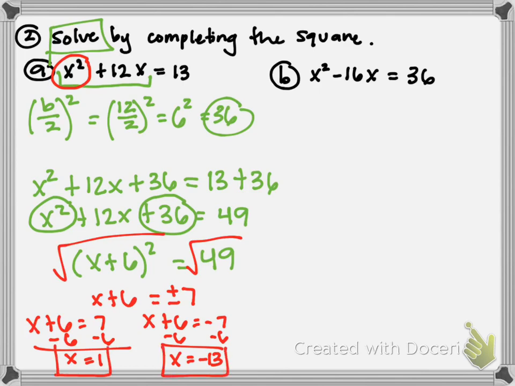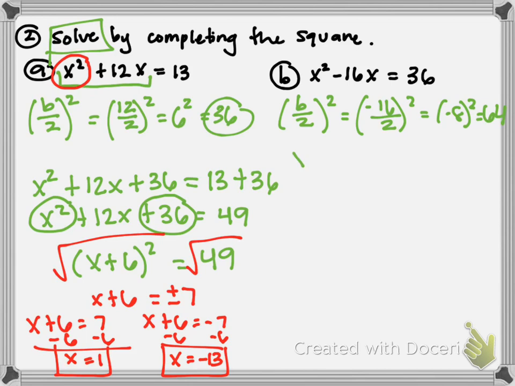All right, let's try B. You can always pause the video and try it by yourself and see if you did it right. So first I need to find my c value. So I have b over 2 squared, which is negative 16 over 2 squared. Negative 8 squared is 64. All right, so I'm going to add 64 to both sides. x squared minus 16x plus 64 equals 36 plus 64. All right, I have x squared minus 16x plus 64 equals 100.